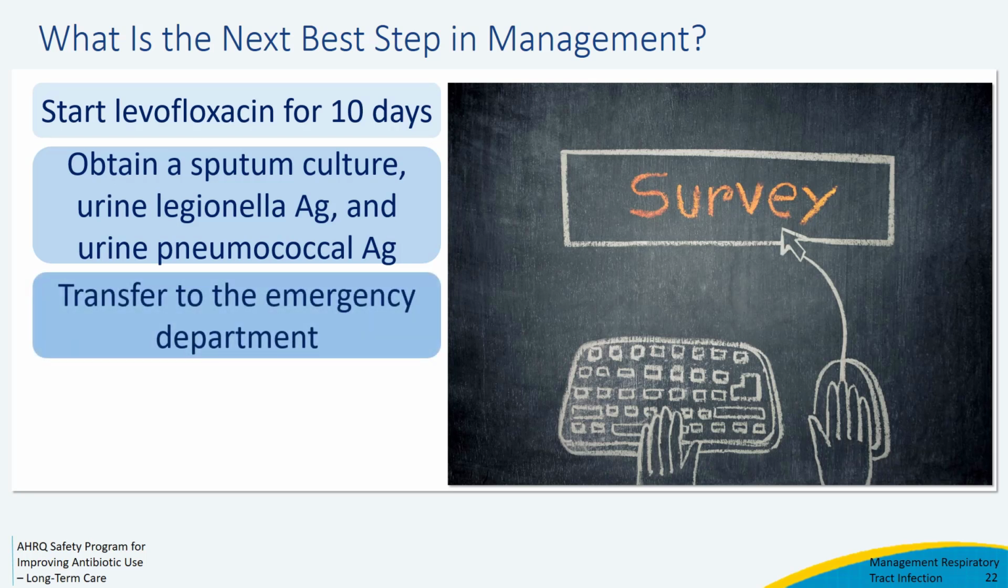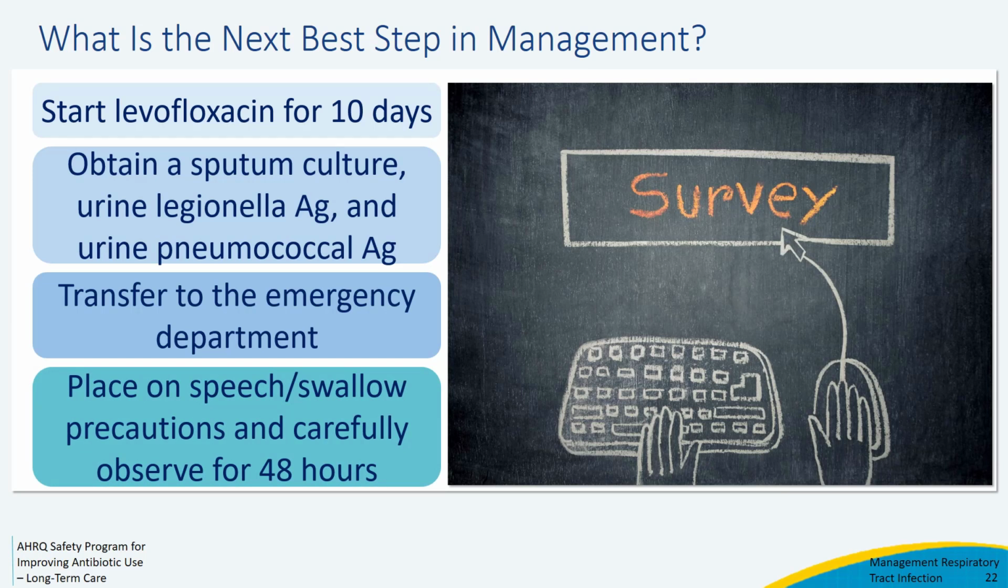3. Transfer to the emergency department. This is premature as well. He is clinically stable and does not appear septic, so we probably do not need to transfer at this time. 4. Place on speech swallow precautions and carefully observe for 48 hours. Yes, this is correct. Careful observation and prevention is very important in cases of suspected aspiration pneumonitis.